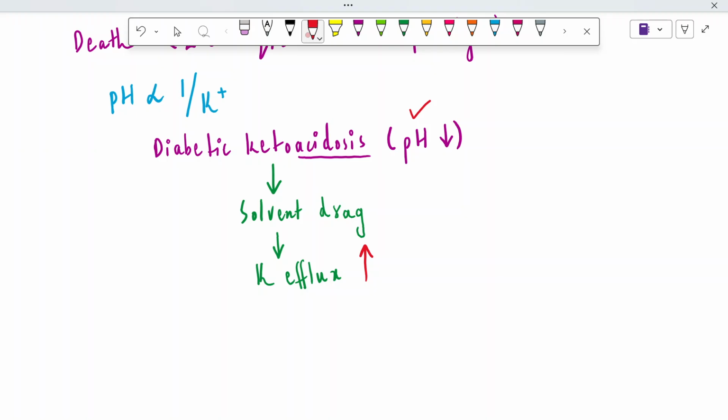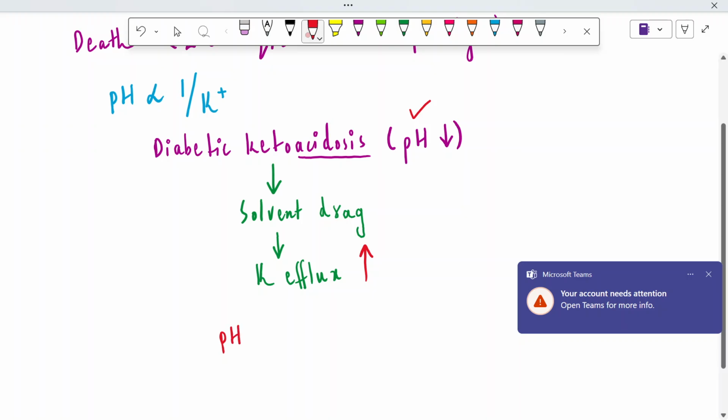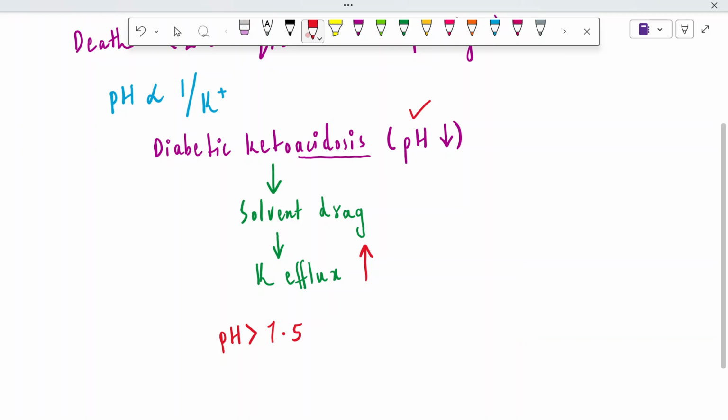Let's take an example that if the pH is more than 7.5, it means that there is an alkaline condition going on there, right? So the amount of potassium will be low in the blood. The amount of potassium will automatically be low.